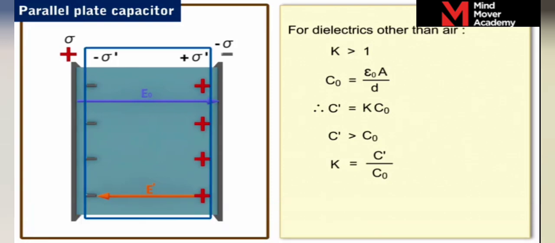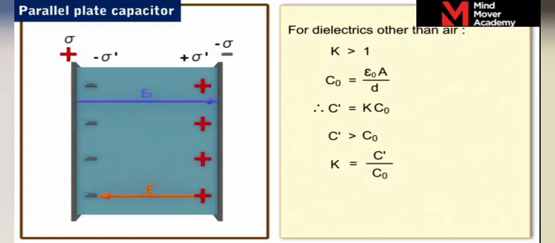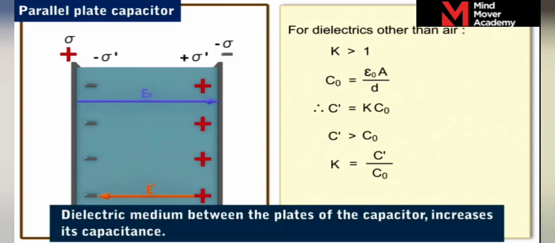K is also known as the factor by which the capacitance increases when a dielectric medium fills the intervening space between the plates of the capacitor. Therefore, we see that by introducing a dielectric medium between the plates of the capacitor, the capacitance of the parallel plate capacitor increases.